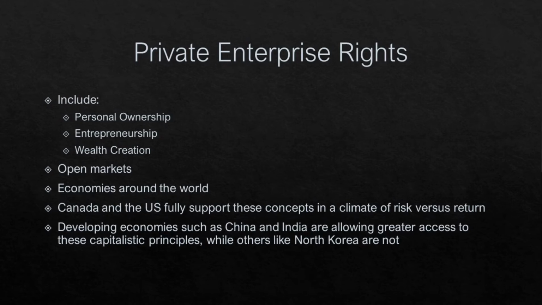Developing economies such as China or India are allowing greater access to these fundamentals, but some other countries, like North Korea, don't provide this strong support. This support is considered part of capitalism. We have three systems here: a fully open system, a controlled or planned system, and a mixed economic system. There are three factors affecting the type of system that governs the economy.